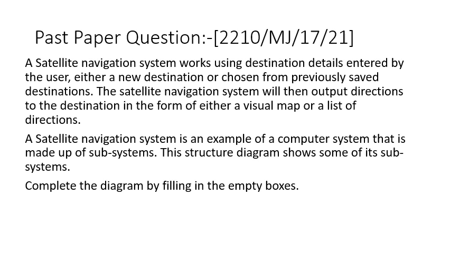A navigation system is an example of a computer system made of subsystems. The structure diagram shows some of its subsystems. Complete the diagram by filling in the empty boxes. This is the question in which we have identified the input and the output. So what is the input? The input is destination detail entered by the user, either a new destination or chosen from the previously saved destination. So new destination and previously saved destination is the input destination, and map and list is the output direction.